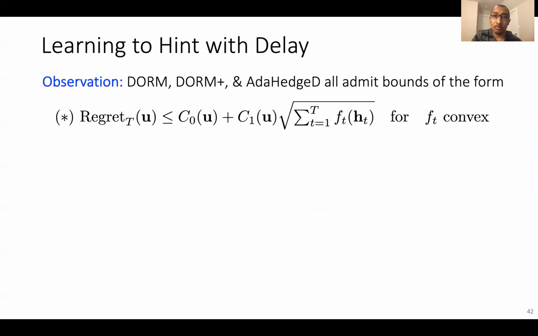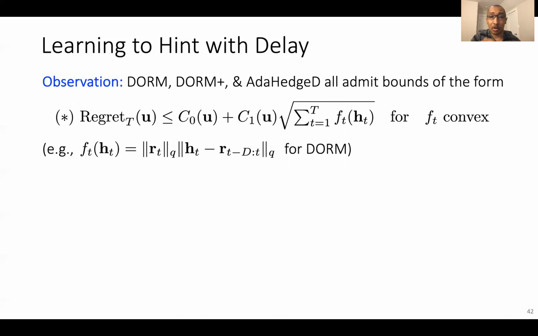It turns out that Dorm plus and AdaHedgeD all admit bounds of the following form. That is, you can bound the regret of each of these algorithms in terms of a sum of convex hint loss functions, loss functions that you can view as functions of the hint vector that are convex in the hint vector. Here's an example. For the Dorm algorithm, you could choose essentially the norm discrepancy between the hint and the last d+1 gradients. It's not exactly the gradients, it's this R vector that's a small transformation of the gradients, but you can think of it as the hint vector minus the last d+1 gradients.